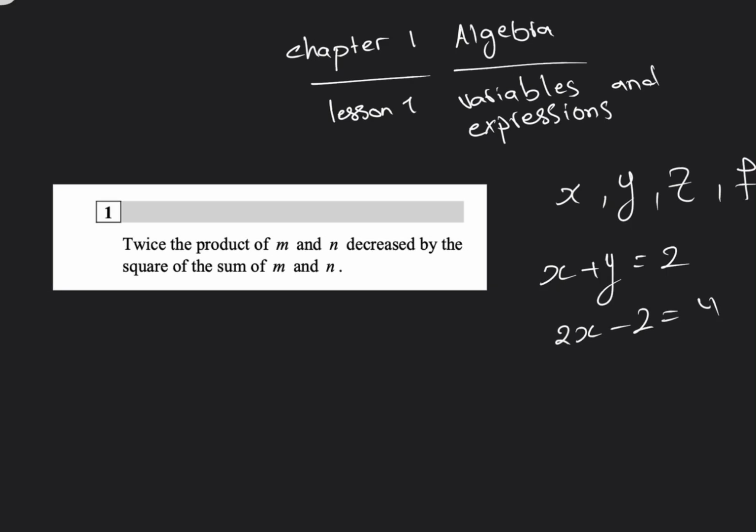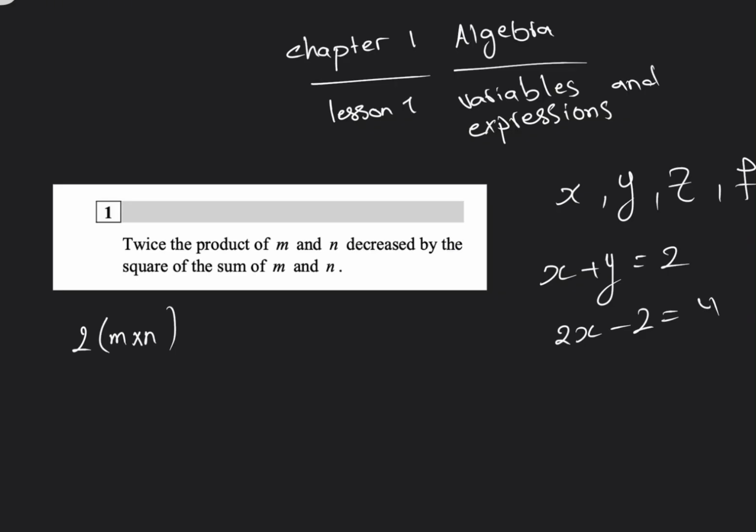Our first question: twice the product of m and n decreased by the square of the sum of m and n. So here we have a lot of vocabs. We must understand how we convert them to a mathematical expression or algebraic expression. So first, twice, that means 2 or double the product of m and n. So directly I will open a bracket. Product means the multiplication. So it will be m multiply n.